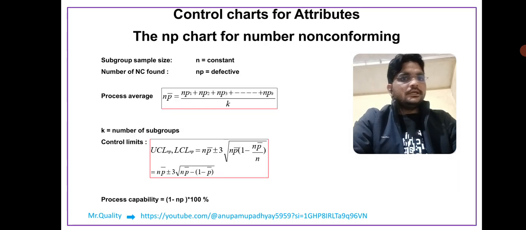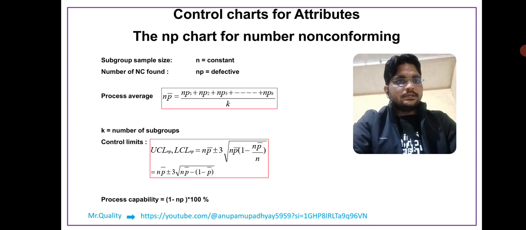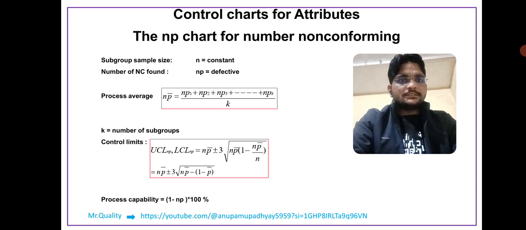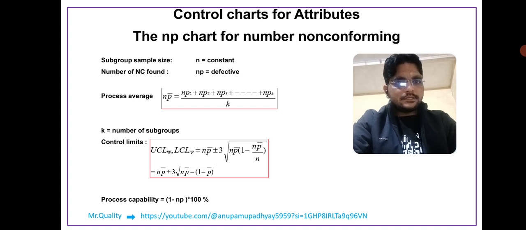For NP charts, for number non-conforming, the subgroup sample size N is constant. Number of NC found is NP defective. Process average NP bar is NP1 plus NP2 plus NP3 up to NPk, divided by K, where K is the number of subgroups.